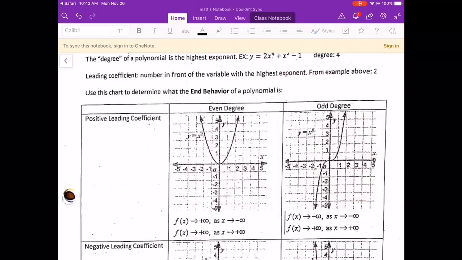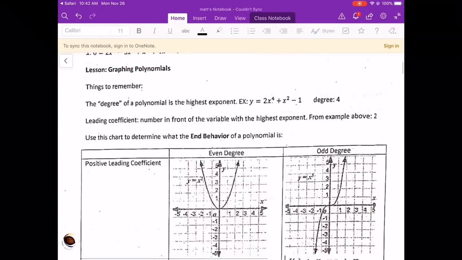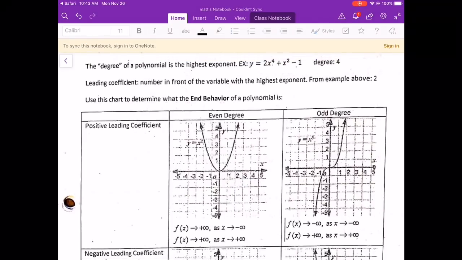For my odd degrees, if that leading coefficient is positive, then as x goes to negative infinity, that's the left side, the y values are heading down to negative infinity. And on the right side, as x goes to positive infinity, the y values would be trending up toward positive infinity. But if that leading coefficient is negative, so if the number in front of everything, in this case where that 2 is, was a negative number, then we would have a reflection. So this would flip over the x-axis.